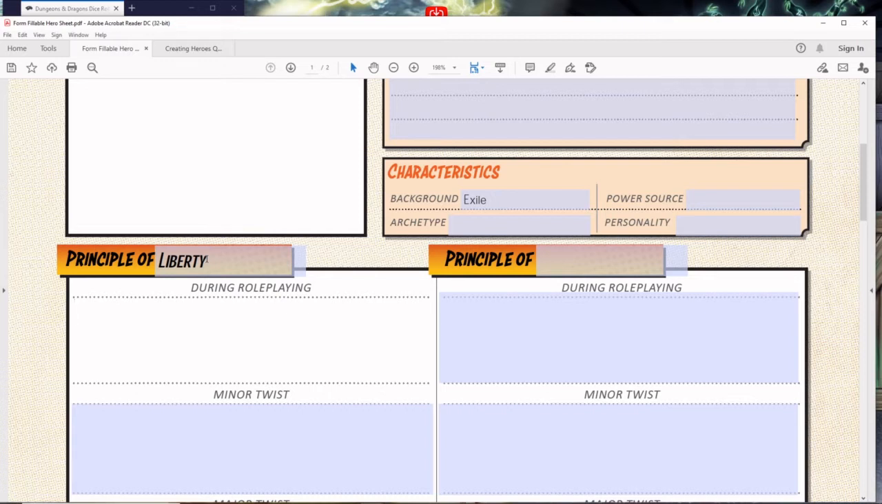Okay. You end up with two principles. One comes on background and the other comes on your archetype. Okay. And they give you your first green abilities too. Okay. Or this one does. You're going to get some other green abilities before we get to the other one. Probably, anyway.